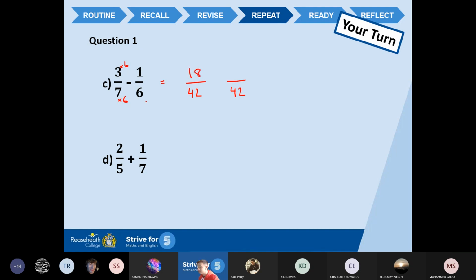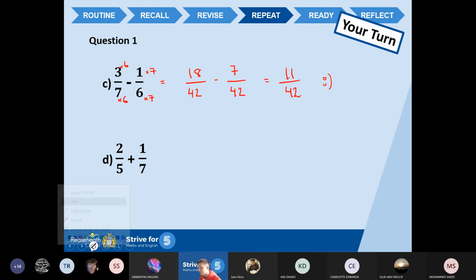3 × 6 is 18. What did I do to the 6 to get it up to 42? I times it by 7. Times by 7. We're taking away. So it's going to be 11/42. I don't think it can be simplified. Nope. That cannot get any lower. So that's a question which we can leave as it is.